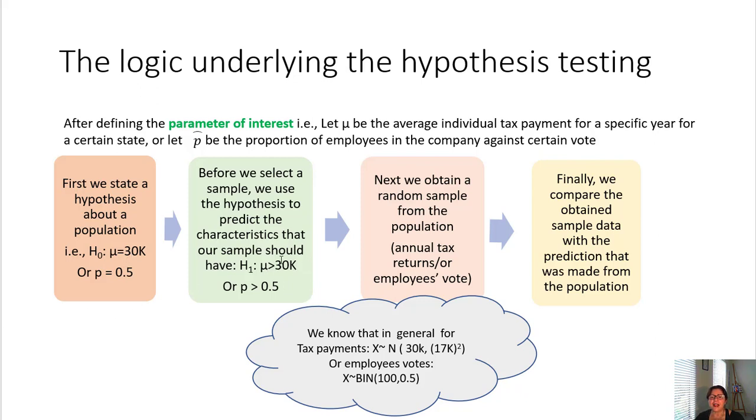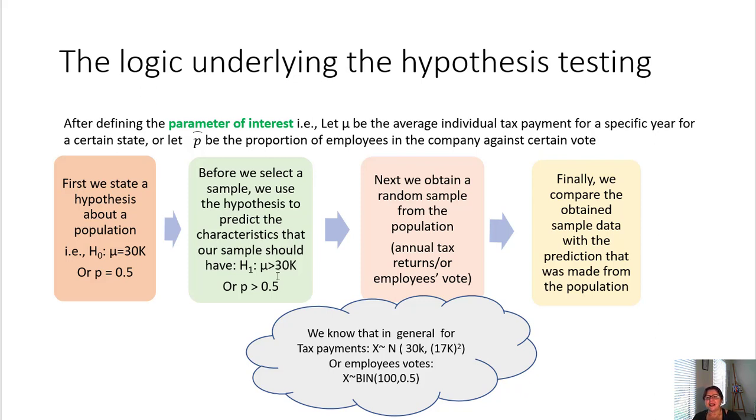Or if I believe that this group's average wage is higher than the general population for that class, I put mu greater than 30k or whatever. These are just examples. We always put our null and alternative hypotheses before we take a random sample from the population, which would be representative of the group we are interested in.